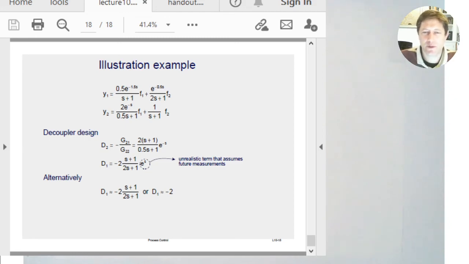We can build something that does an approximate job. We can just take the delay out. So we could build the controller with this transfer function, or simply build it with -2, and then it would be approximately what we want. Then you'd have to do more analysis or testing to assess how well that works.